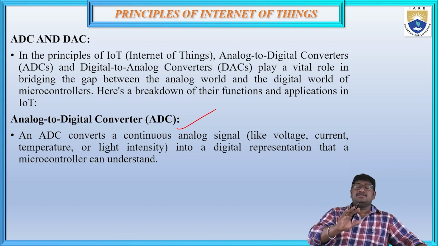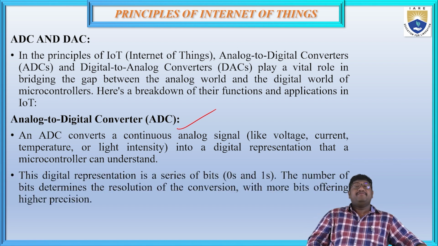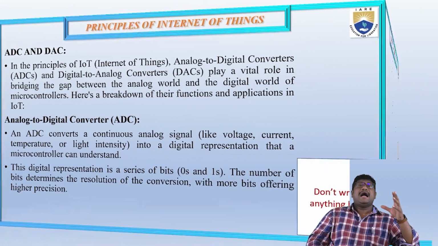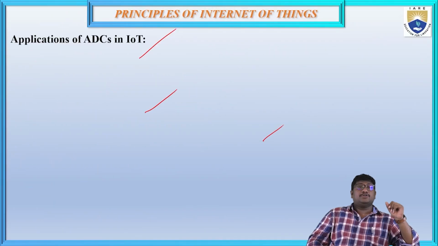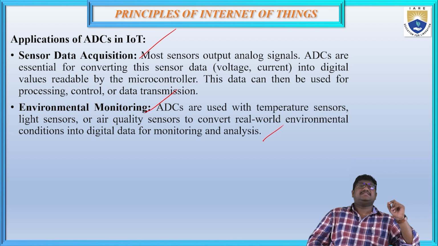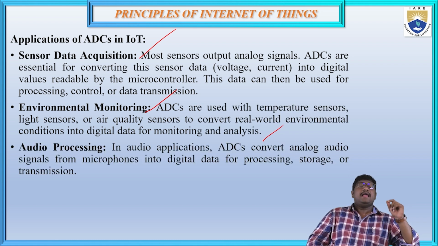Whenever you convert a continuous analog signal into a digital representation, then a microcontroller can understand it, where the digital representation can only be in the form of zeros and ones, where these bits are going to determine the conversion along with higher precision offerings. And coming to the applications of ADC: sensor data acquisition, environmental monitoring, and audio processing.